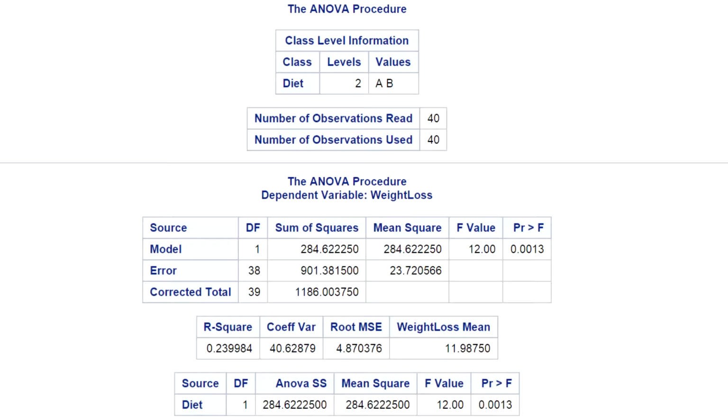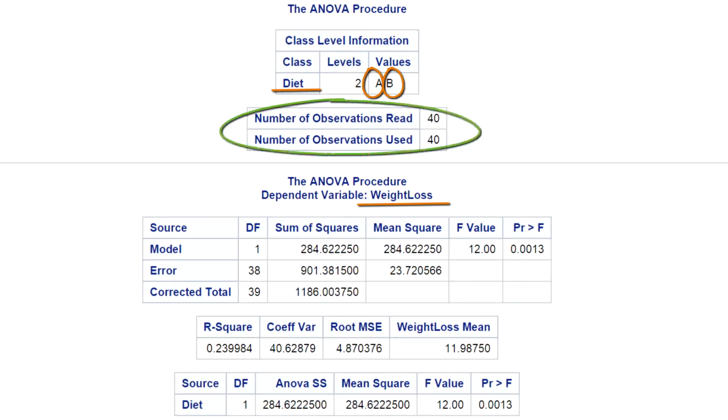As you can see, we're testing the association between diet A and B and weight loss. There are 40 observations in the data set. The F value is 12 and is associated with a significant p-value, that is, a p-value less than 0.05. While this tells us there's a significant association between diet type and weight loss, to understand that association, we need to look at the output generated by the mean statement.